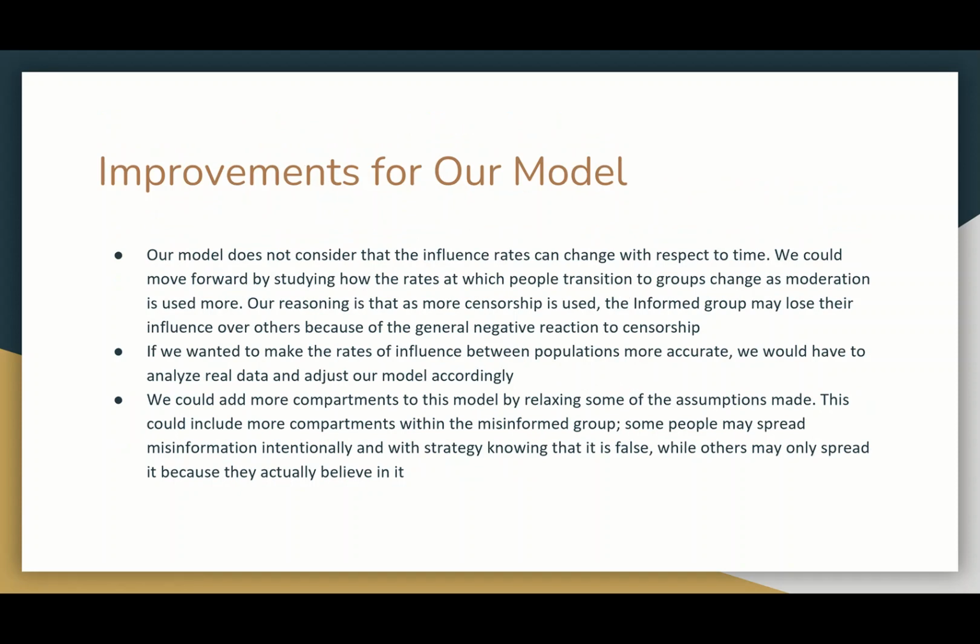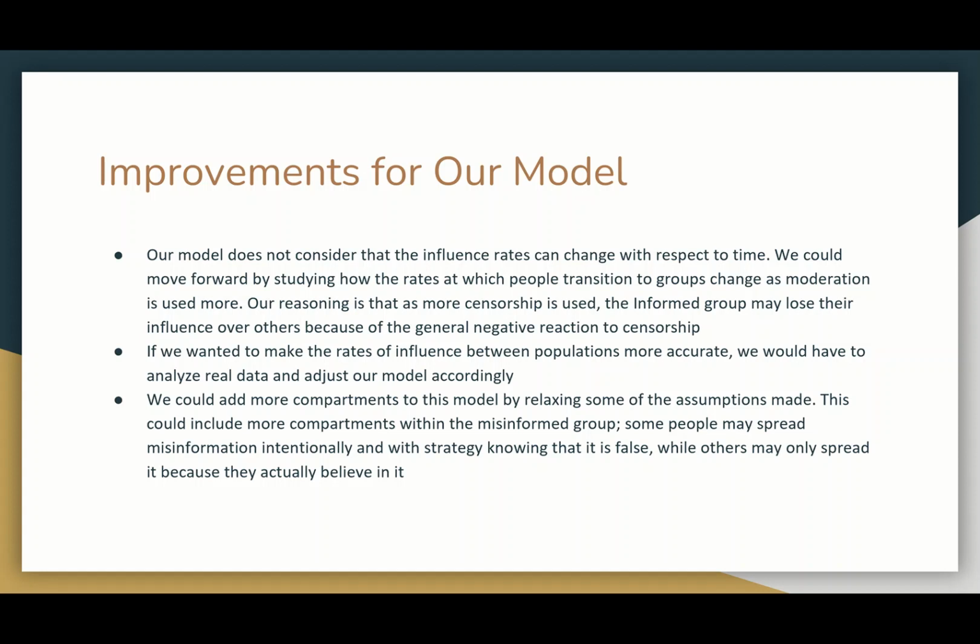Here are some improvements for our model that could be done in the future. Our model doesn't consider how the influence rates can change with respect to time. For example, we reasoned that realistically, if more censorship was used, the informed group might actually lose their influence over uninformed people, because there's a general negative reaction to the use of censorship in media. If we wanted to increase our accuracy about the rates at which the populations change, we'd want to analyze real data and adjust accordingly.